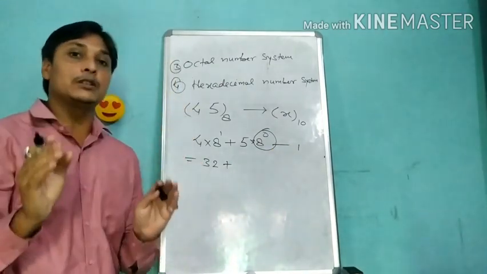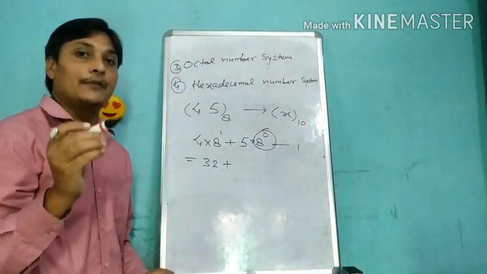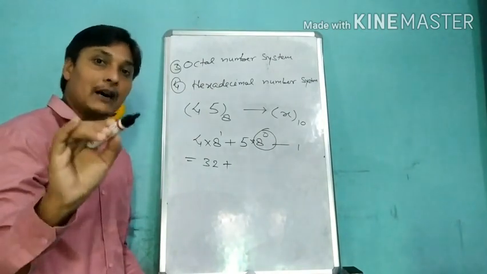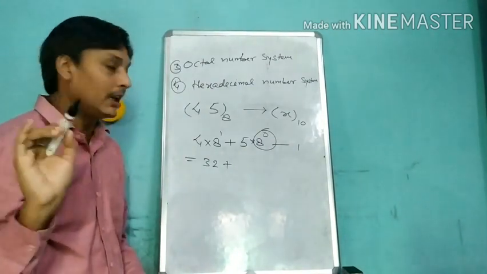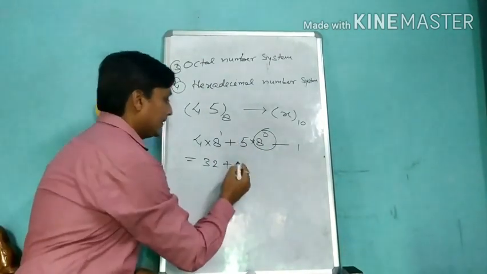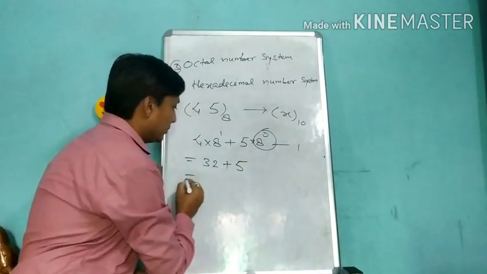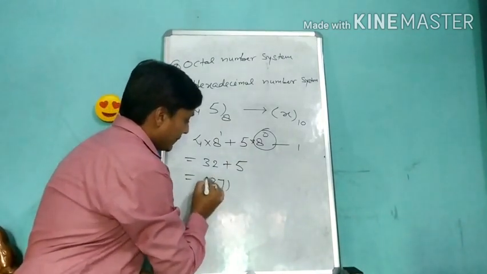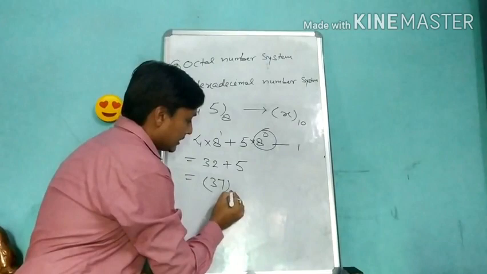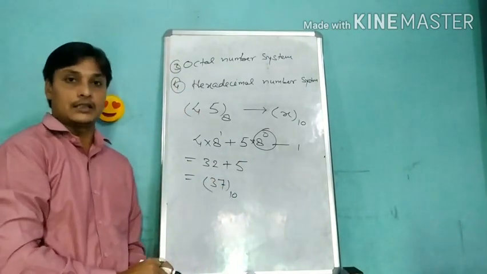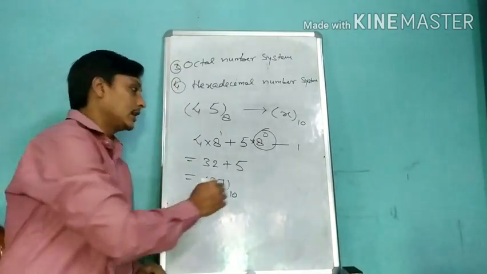This is the rule, this is the regular method. If on any number the power is given 0, the value will be 1. So 1 into 5, 5, and the output will be 37. It would be your decimal number. Fine. You can convert it.